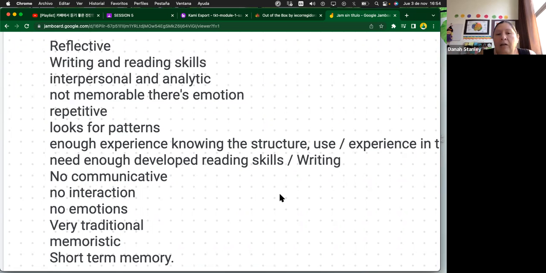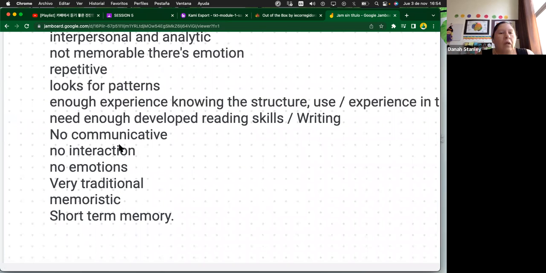So these metacognitive and cognitive abilities in reading and writing should be really well built and structured. There's no communication, no interaction, no emotions. It's very traditional, hyper memoristic. Because you need to memorize in order to solve a specific activity in this class, the knowledge and this practice are just for short-term memory.